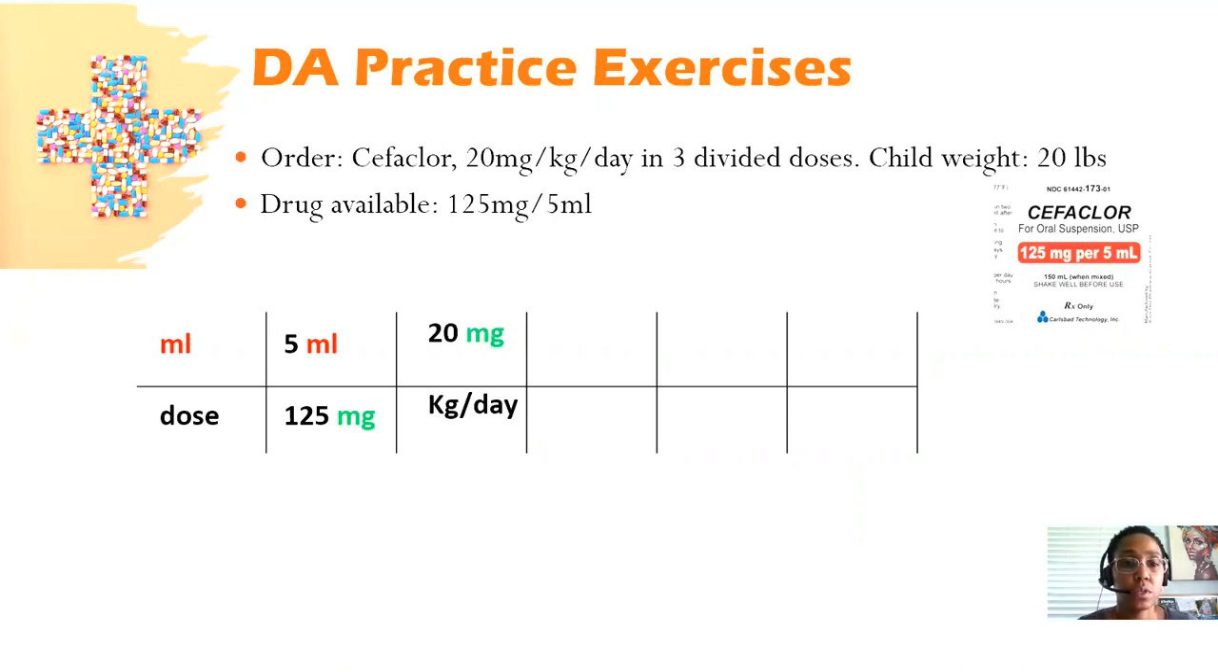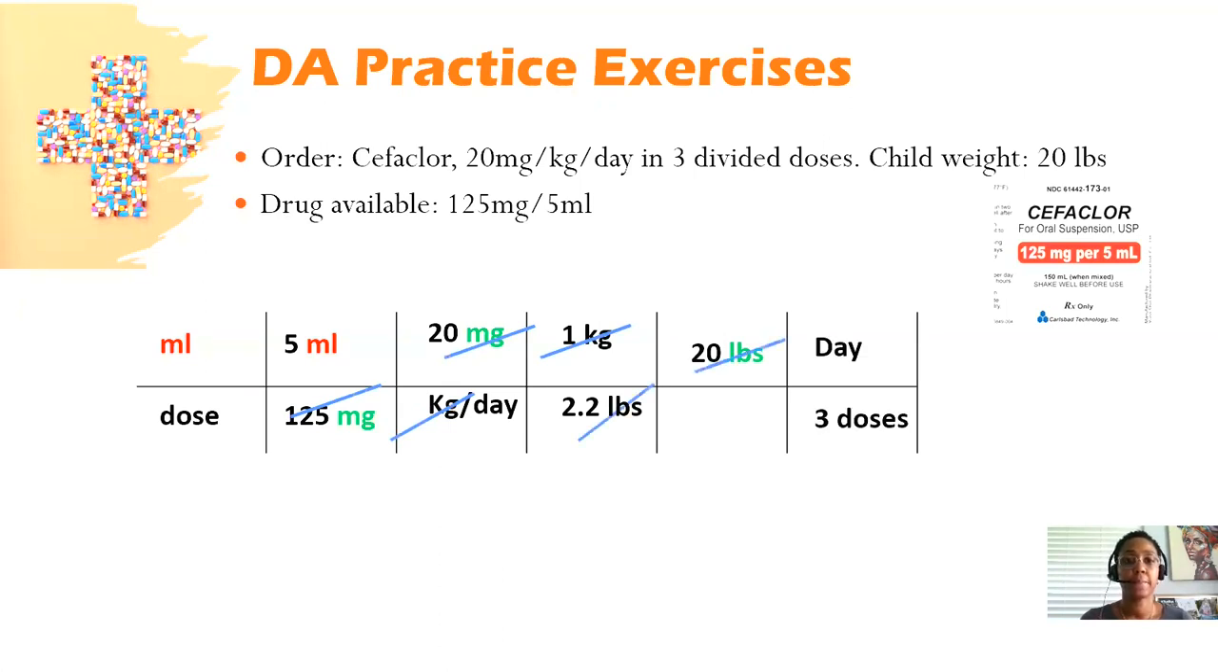Our doctor's order is 20 milligrams per kilogram per day. The child weighs 20 pounds. So we need a conversion factor for the weight. Notice I'm going to put 1 kilogram over 2.2 pounds. The child weighs 20 pounds. And remember, you're matching from bottom to top, bottom to top. The milligrams are crossed off. Kilograms are crossed off. Pounds are crossed off.